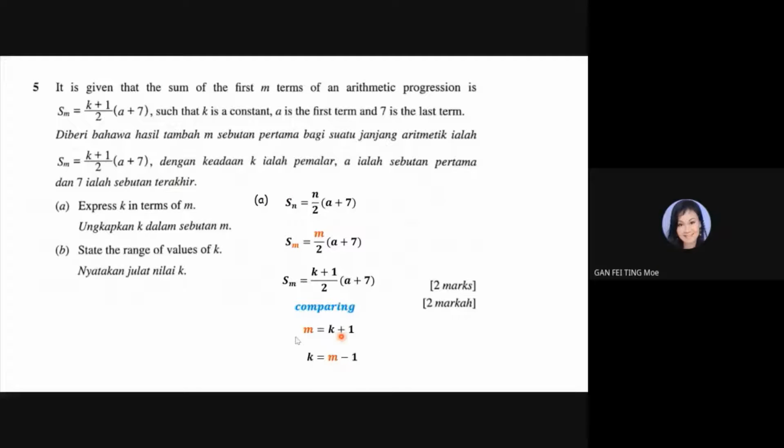You achieve your 1 mark after 1, 2, 3, 4 lines. Okay, down, go to here. State the range of k. Oh my goodness, have to state the range of k. What are you going to do?